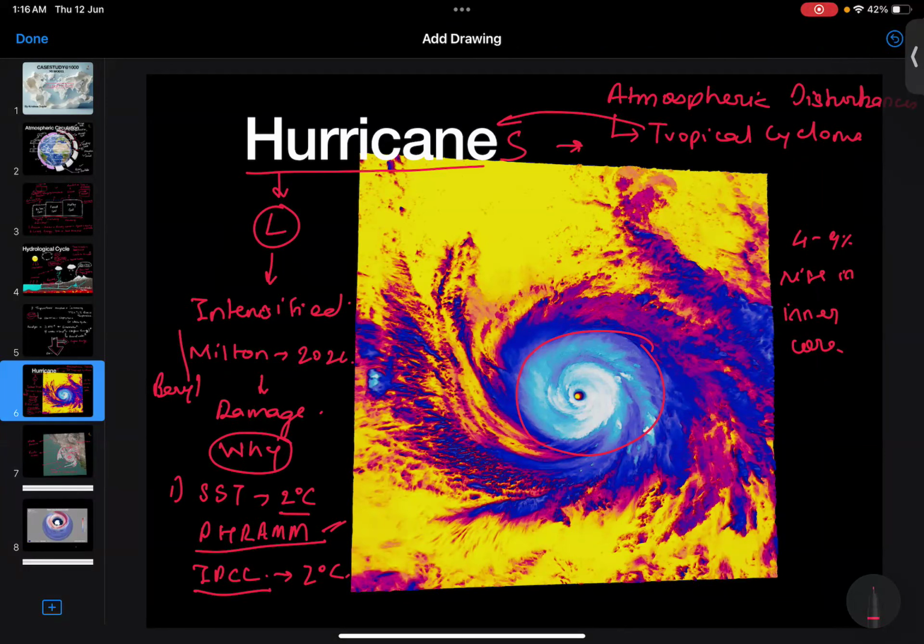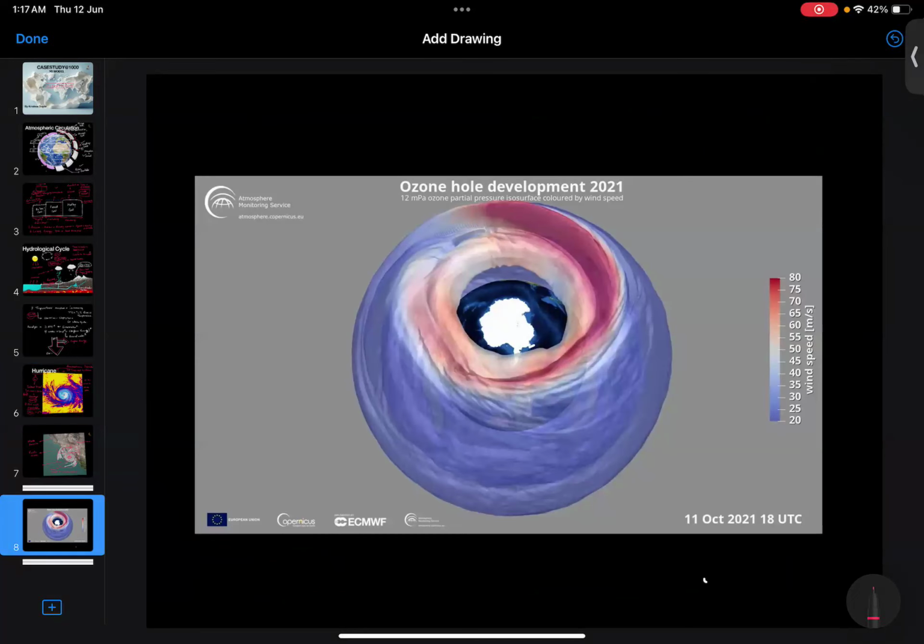So this is resulting in various other aspects with respect to damage of life, damage of property, agricultural losses, and overall disturbance of supply chain management, and the economic condition is getting affected. So this is the hurricane. Now the next topic we have is the ozone hole.